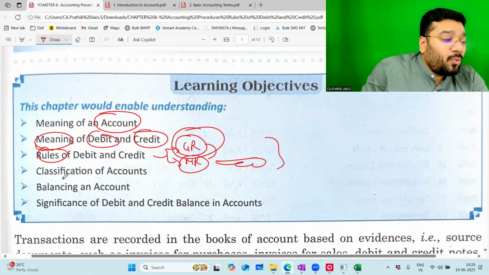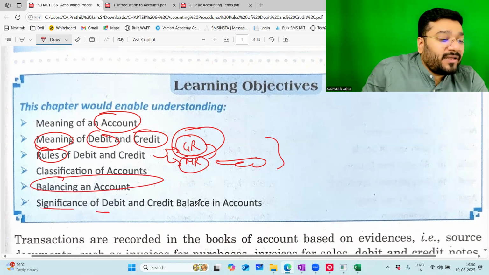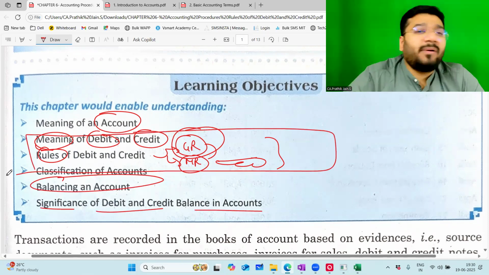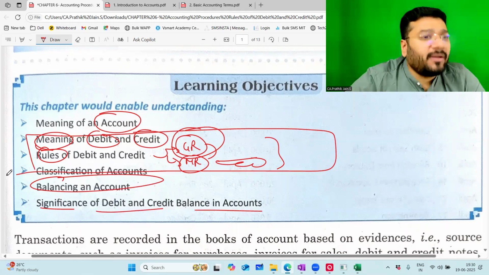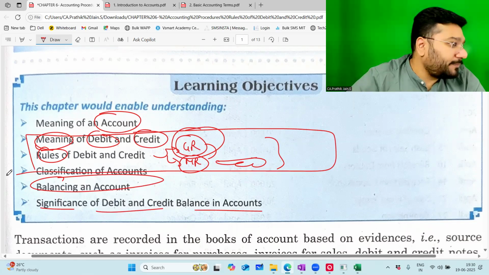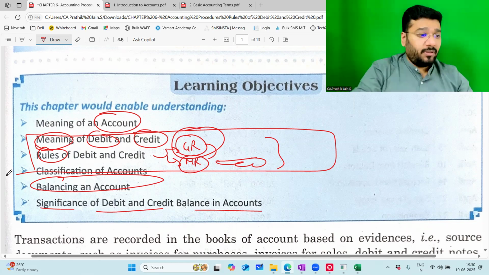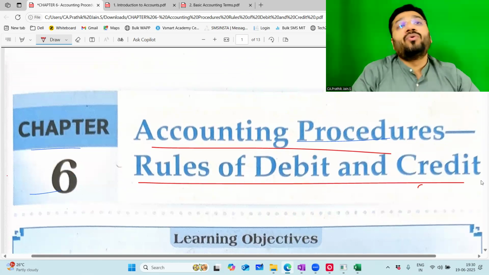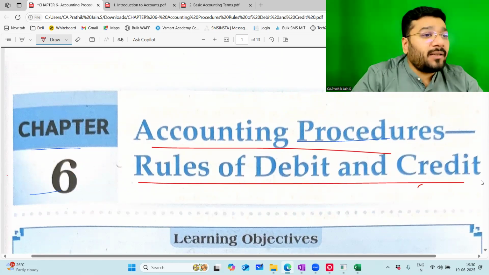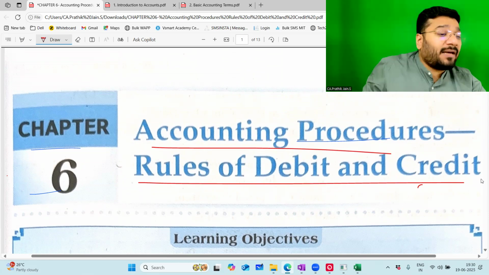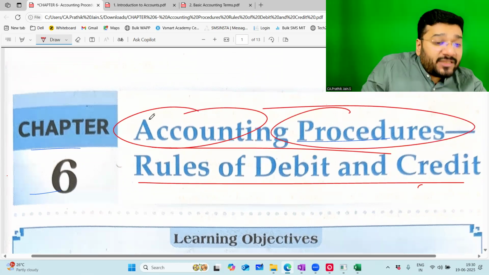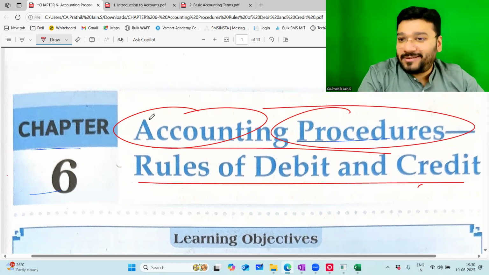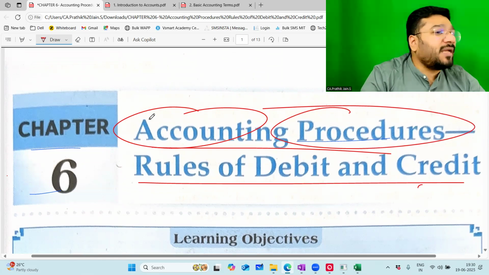Then we'll try to understand what is the balancing of account and what is the significance of debit credit account balance. Not that much important, but this is the main important part. What is the meaning of debit credit and the rules of debit credit is the major heavy lifting that we'll be doing in this chapter. Now, the name of this chapter is accounting procedure followed by rules of debit credit. So before I start our discussion on debit credit, first of all, let's have a discussion on what is accounting procedure. Procedure means what? Can you give another name for procedure? Process.